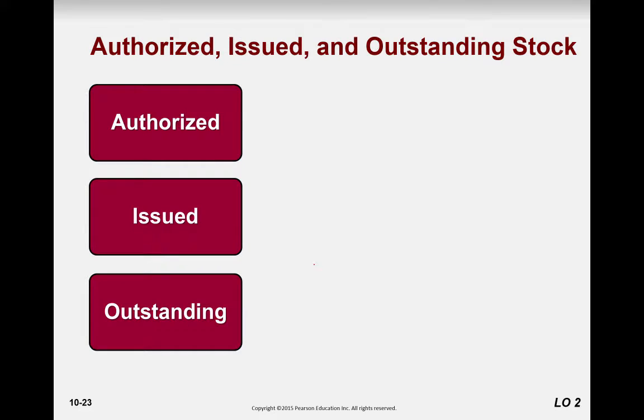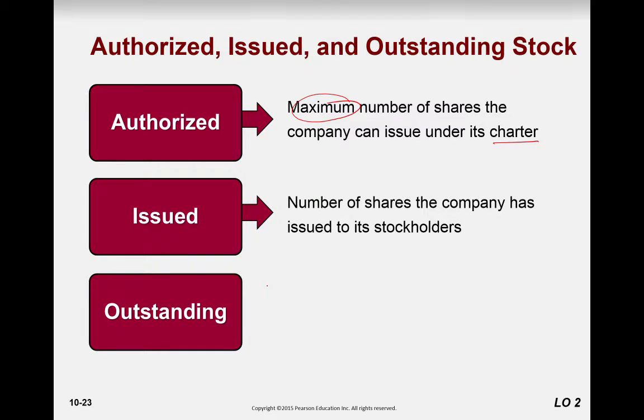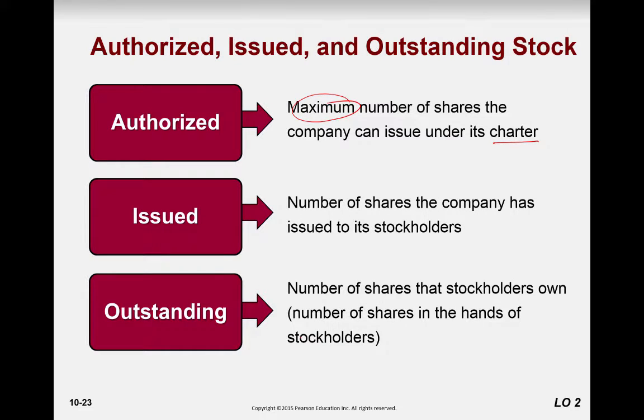So you need to understand these terms for your exam. Authorized is the maximum number of shares that a company can issue. This is usually a very large number, so you don't have to change your articles of incorporation or your corporate charter to issue more shares. Issued is basically what you've actually given to stockholders or they've purchased, and the number of shares that the stockholder owns in the actual hands of the stockholders is what we have for outstanding shares.